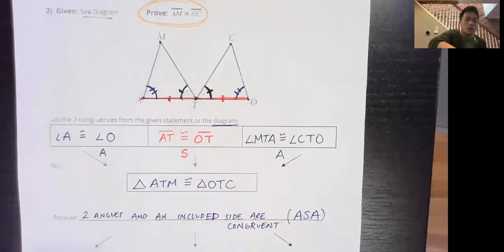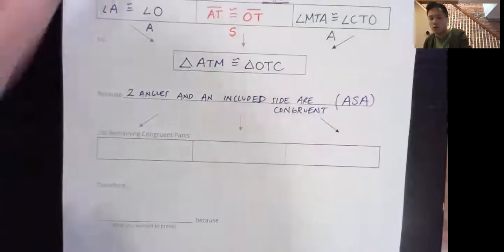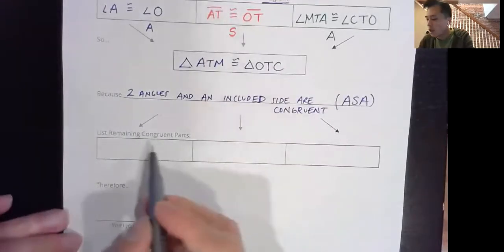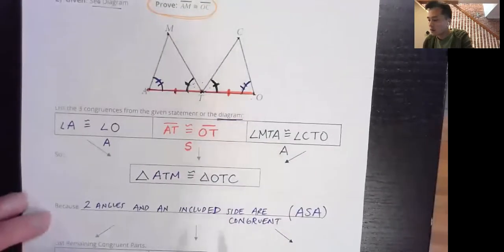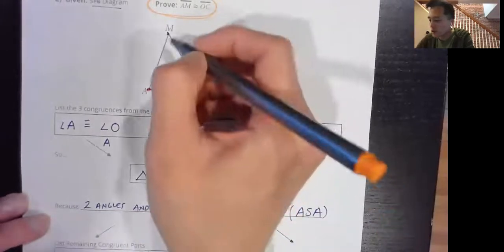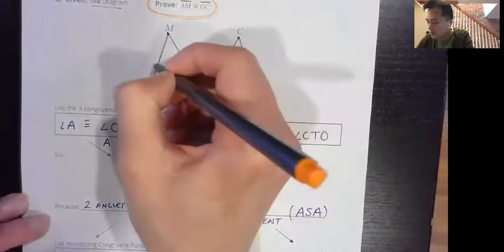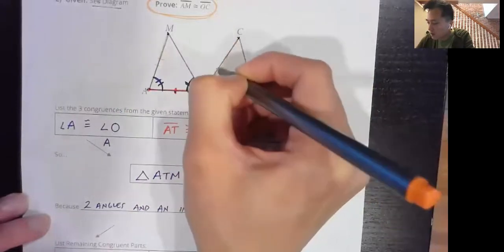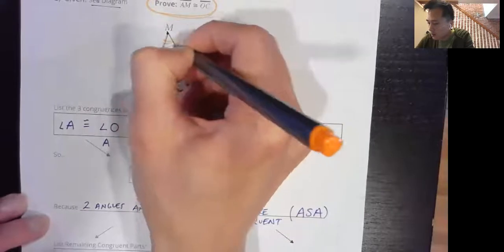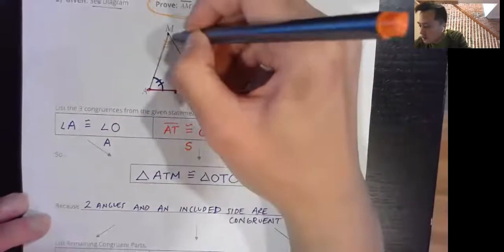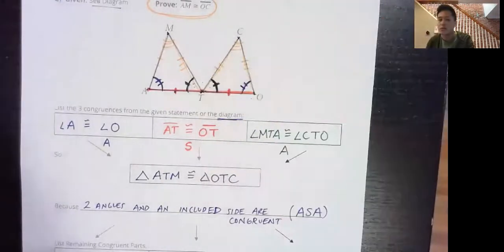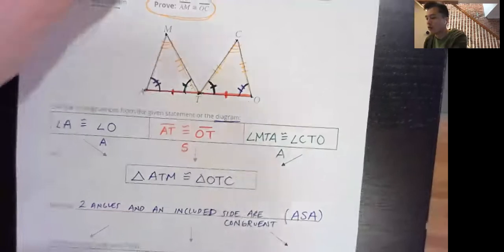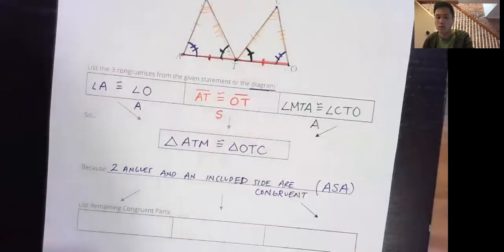Okay, now where it says list the remaining parts, that's angles and sides that we now know are going to be congruent that weren't originally marked as congruent. So we're talking now about this side, and this side, this angle, and this angle, and this side, and this side. Those are all of the remaining parts that weren't already marked as congruent in this first part.